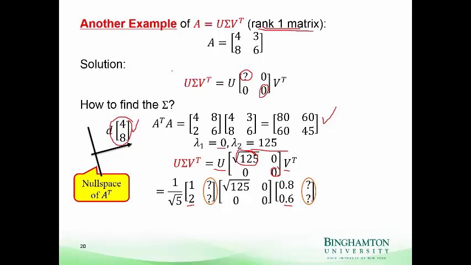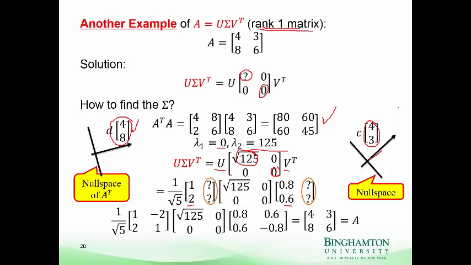Same thing over here. What goes there? It's going to be in this null space, which we know is going to be orthogonal to this. So it can be anything that's orthogonal to 4, 3, and then we normalize it. So if we just pick negative 2, 1 here, you can verify that that is indeed orthogonal to that. And the reason that we picked that particular one is that it has the same normalization as the first columns. So it makes it a little easier to write it.